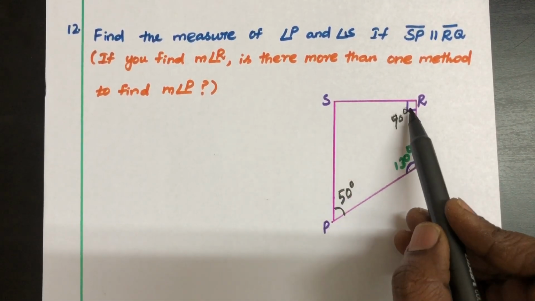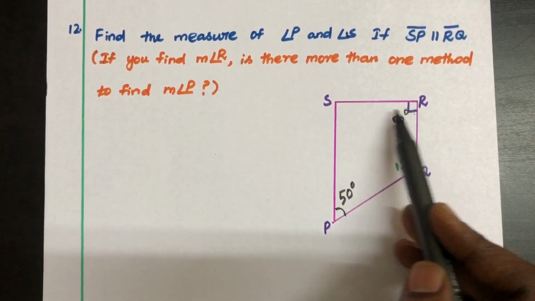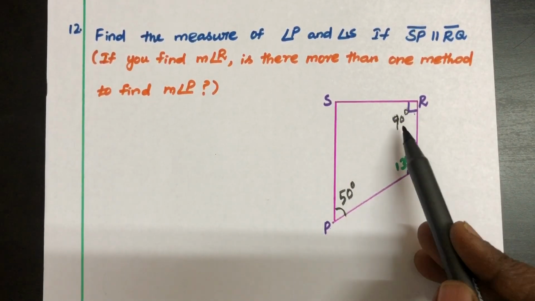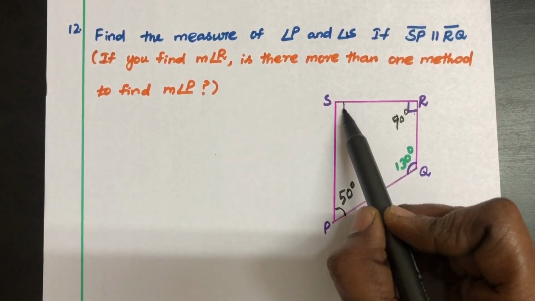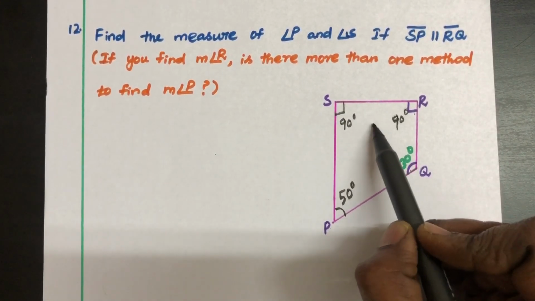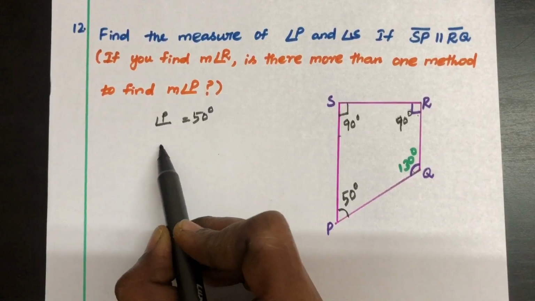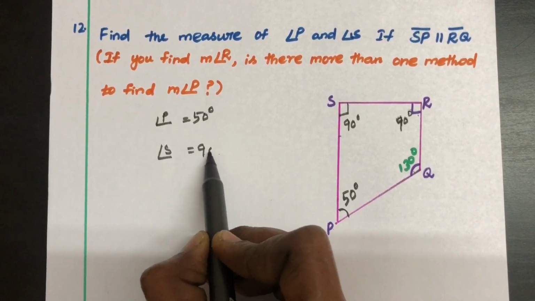What is S? So these two are parallel. Again this is a transversal. So the addition of these two angles must be 180 degree. Already it is 90, so it must be 90 degree. Then only if you add, it will make 180 degree. So angle P equal to 50 degree and angle S is equal to 90 degree.